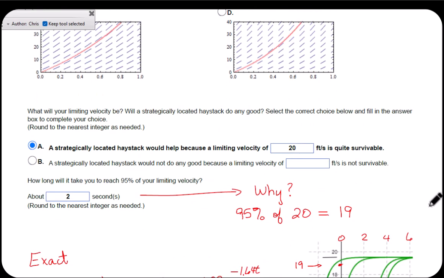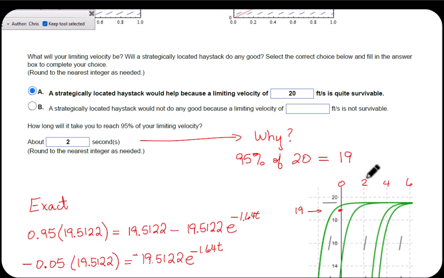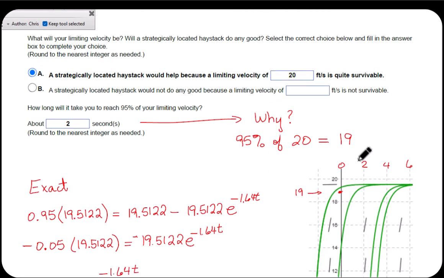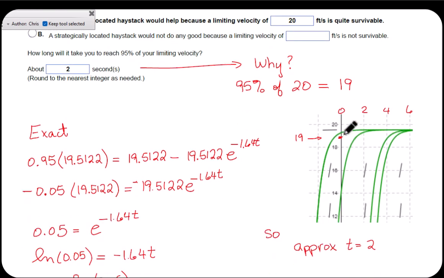All right, so the last question then is, how long will it take us to get to 95% of our limiting velocity, which we said was about 20? Well, 95% of that is 19. And so looking at all my graphs, we're here at 19. So about how long is it going to take us to get there?